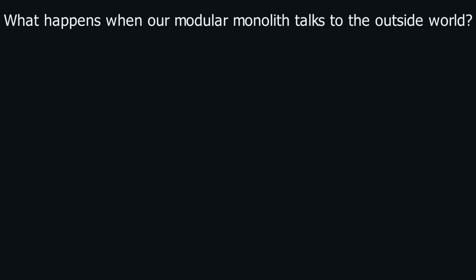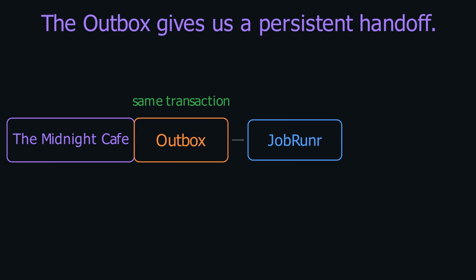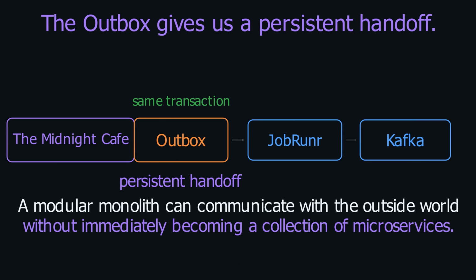An outbox gives us a persistent handoff between our application transaction and the external messaging infrastructure. So 2.1 can delegate an event externalization to an actual outbox implementation so that our modular monolith can start behaving like it's a system that is ready to communicate with the outside world without interrupting or introducing any kind of domain boundaries like a microservice.